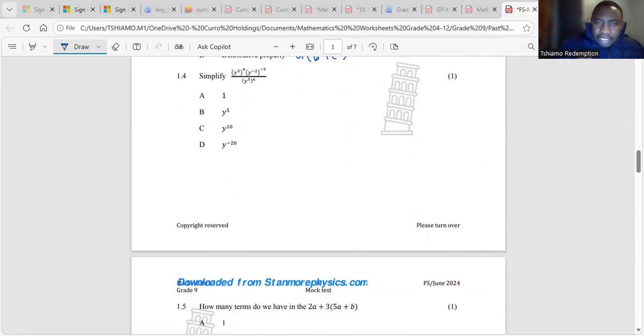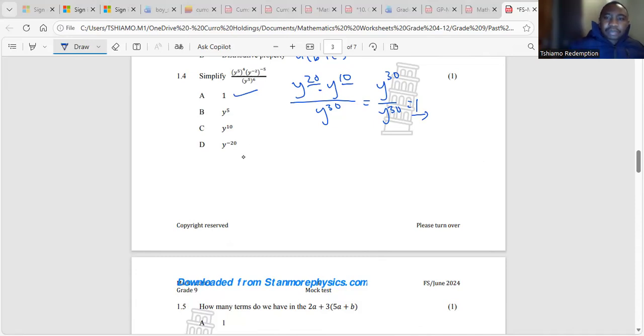Okay, simplify that one. Laws of exponents from grade 8, you should know that. So that will be 20, and that multiplied by 10 will be 30. So law 1 on top, 20 plus 10 will be 30 over 30, which is 1. So our answer is 1. Because 30 minus 30 is 0, and we know anything raised to the power of 0 is 1.